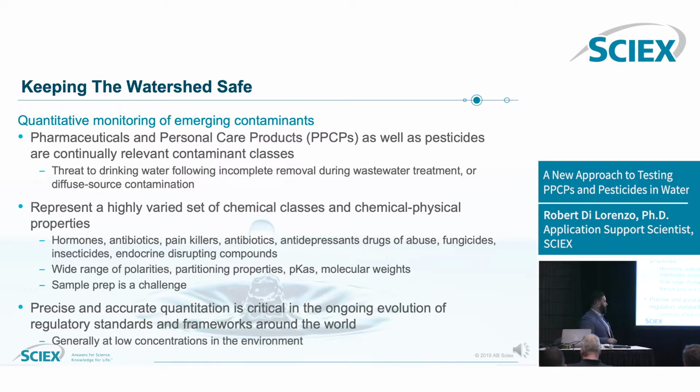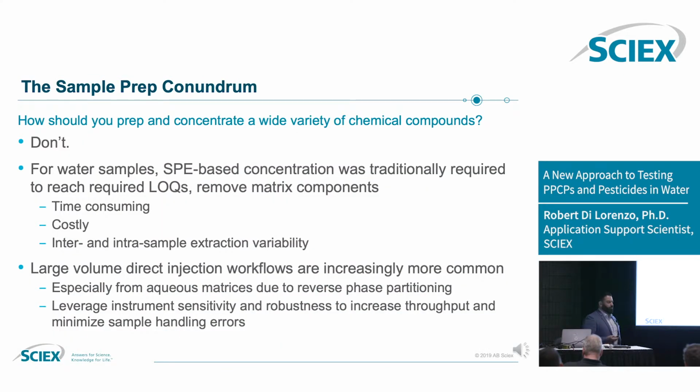And these compounds are generally at very low concentrations in the environment. It's very difficult to determine chronic low exposure effects, but the first step is actually determining what the chronic low exposure is. So how should you prepare and concentrate a wide variety of compounds that are at really low levels in the environment that are important to detect and quantitate? Don't. Just analyze it. That's the best way, period, if possible.